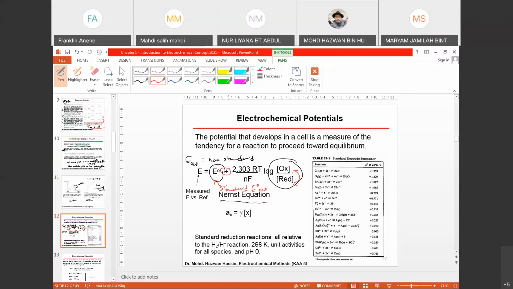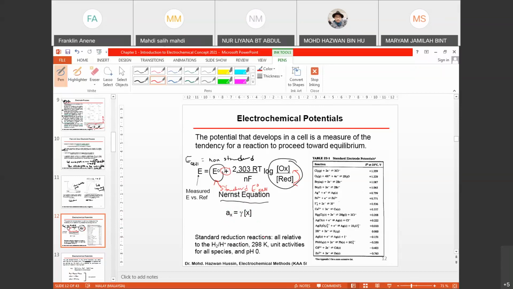Okay. Right. A is actually refers to activity. Some may call this as concentration, but activity can be, apart from concentration, it can be also for pressure whatsoever. So that is why we call it as A. And gamma is actually activity coefficient, gamma, and X is actually concentration.